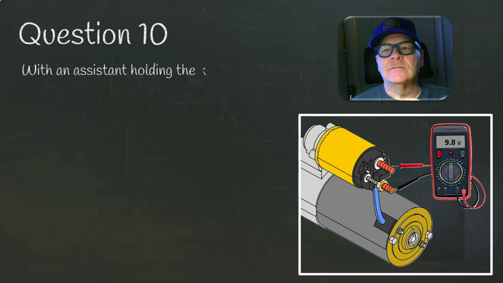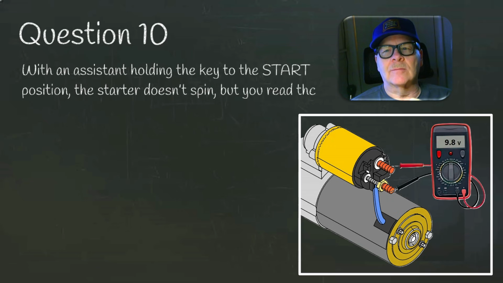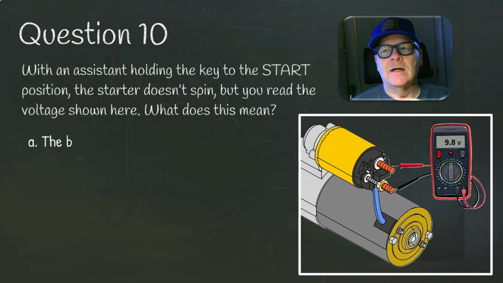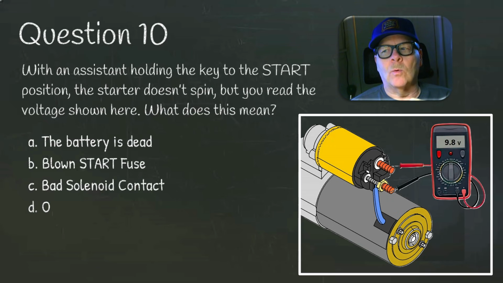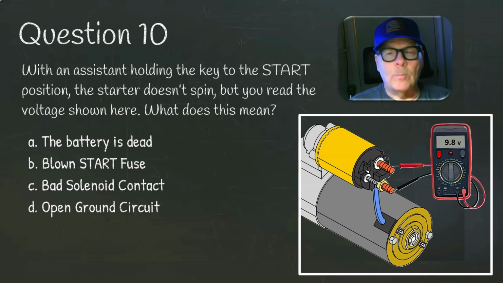Question 10. With an assistant holding the key to the start position, the starter doesn't spin, but you read the voltage shown here. What does this mean? A, the battery is dead. B, you have a blown start fuse. C, bad solenoid contact. Or D, open ground circuit.